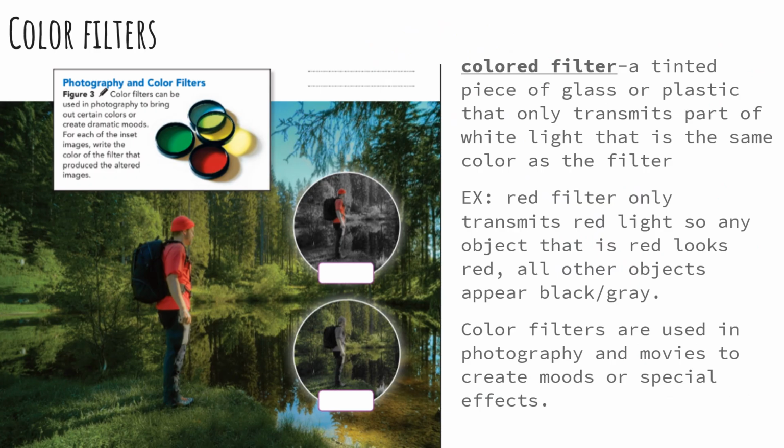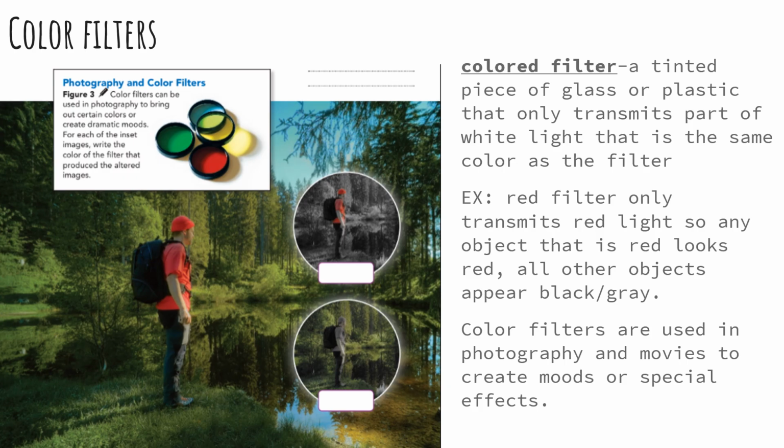Color filters. A colored filter is a tinted piece of glass or plastic that only transmits part of white light that is the same color as the filter. An example, a red filter only transmits red light, so any object that is red looks red. All other objects appear black or gray. Color filters are used in photography and movies to create moods or special effects.